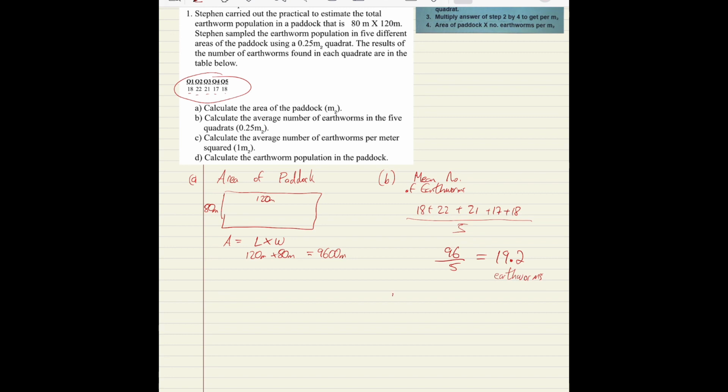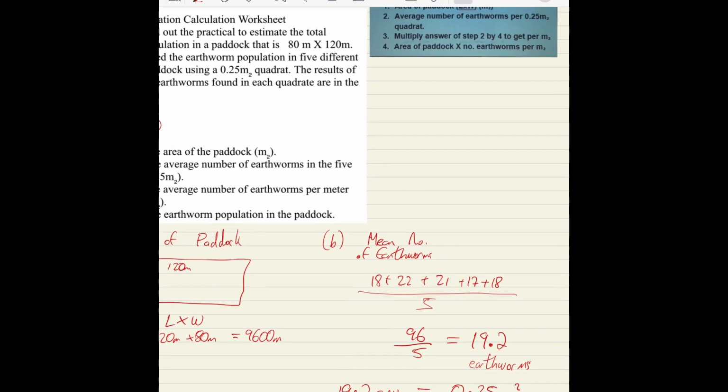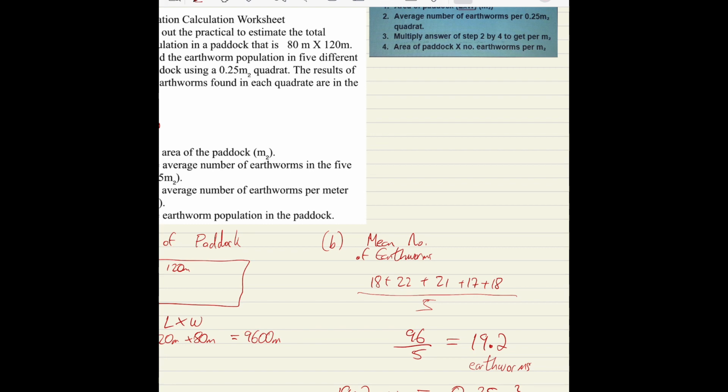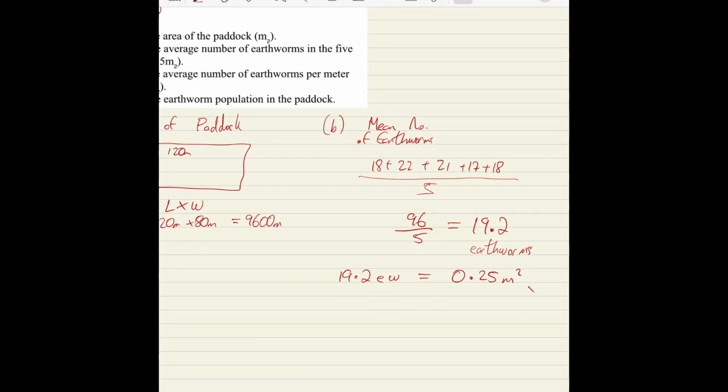Now that is 19.2 earthworms, EW for earthworms, in a quadrat that's 0.25 meters squared. We want to find out what there is in 1 meter squared. So part C is calculate the average number of earthworms per meter squared. If we go back up to step 3, how do we do that? Multiply the answer to step 2 by 4. So if we multiply both sides by 4, we get per 1 meter squared, and this is going to be 76.8 earthworms on average per meter squared.